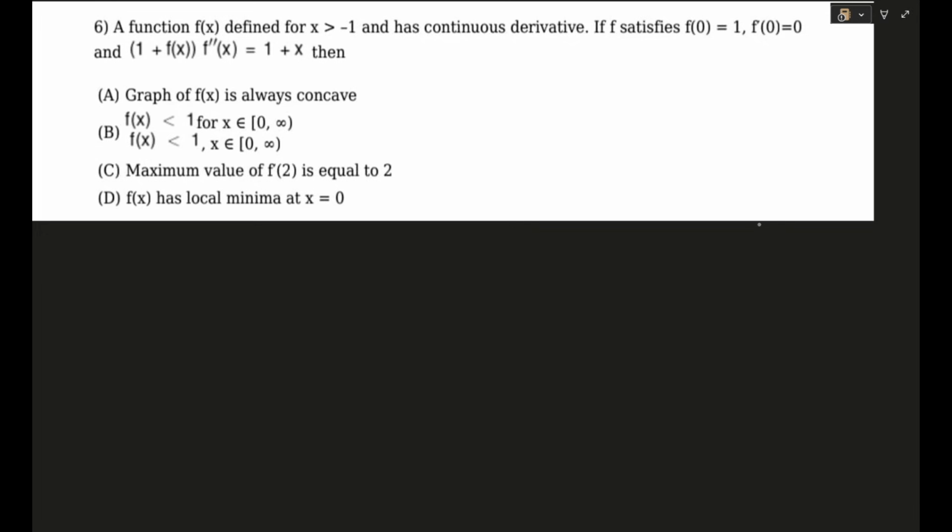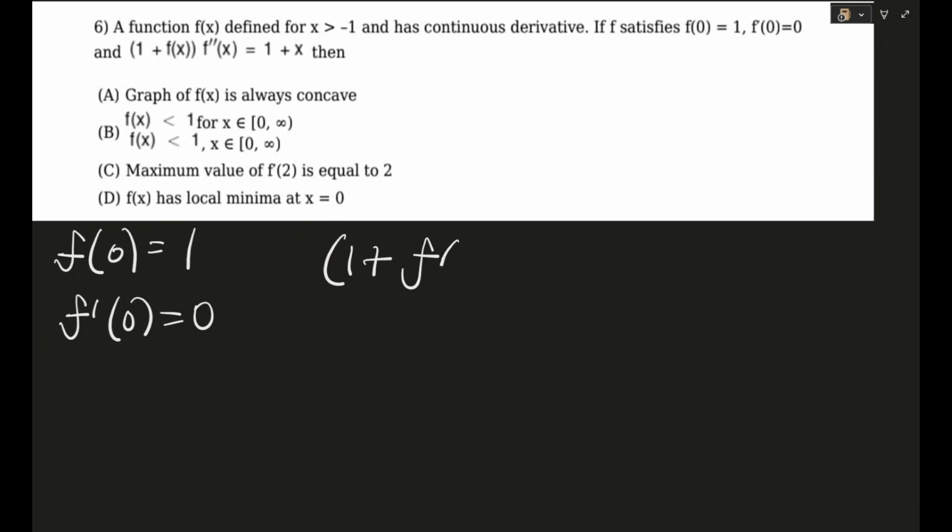Okay, so moving on with the next question, guys. This question says a function f(x) is defined for x greater than -1 and has a continuous derivative. f satisfies f(0) = 1, f'(0) = 0, and there is an equation given, which is (1 + f(x)) multiplied by f''(x) = 1 + x.